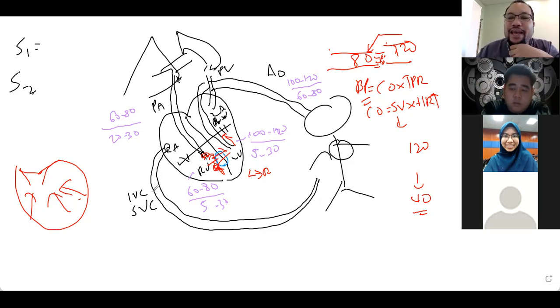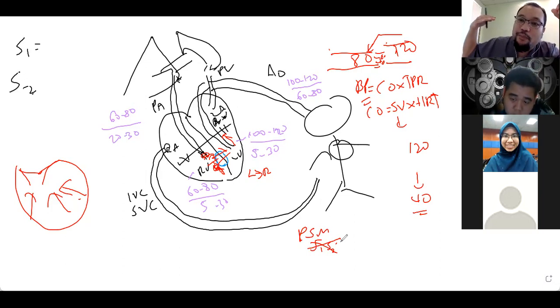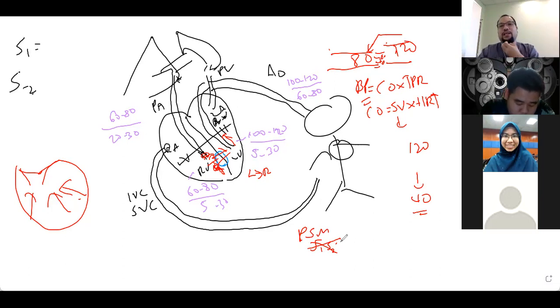Sebab itu, in VSD, you get a pan systolic murmur. And you cannot hear first and second heart sound. So VSD is a pan systolic murmur sebab movement of blood across the left to right shunt tu occurs throughout the systolic phase. Bila dia tak ada movement, bila masuk diastolic. So both first and second heart sound is obscured. Okay. Tu nombor satu. Faham itu, eh?